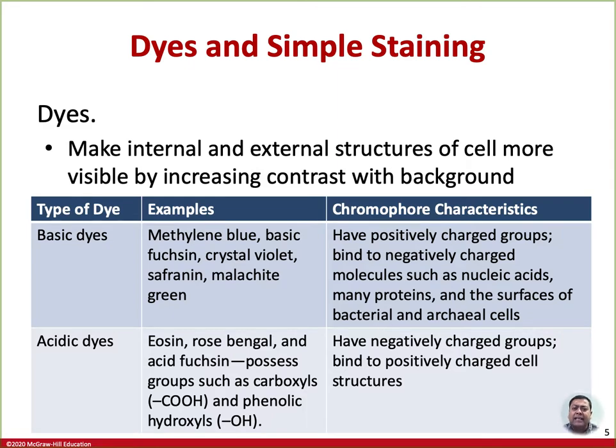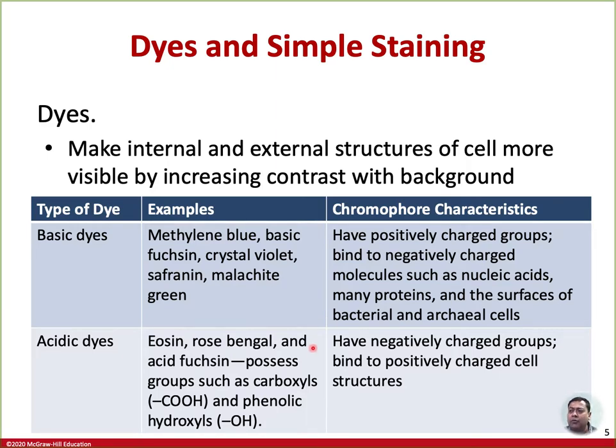Dyes that bind through covalent bonds or that have certain solubility characteristics are also useful. For instance, DNA can be stained by a Feulgen procedure in which the staining compound, called Schiff's reagent, is covalently attached to the deoxyribose sugars of the DNA. On the other hand, there is another dye called Sudan III or Sudan black, which selectively stains lipid. The Sudan black is lipid soluble, and that's the reason it specifically stains the lipids.